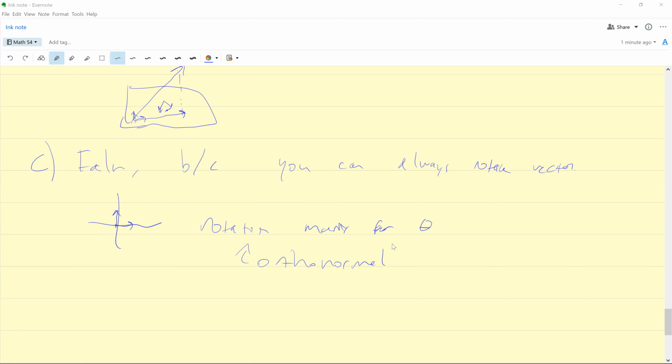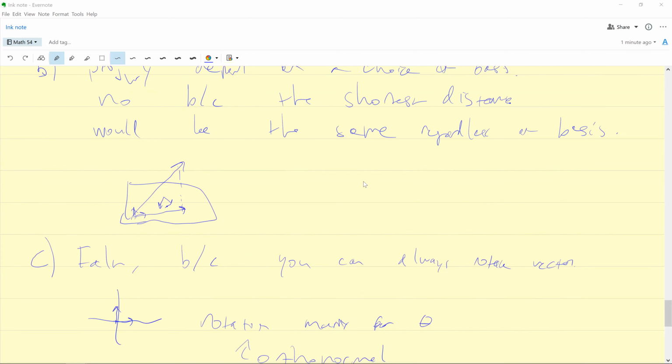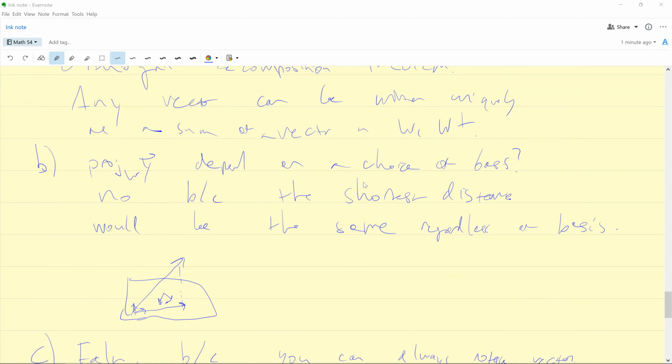Oh, can I clarify on B? Yeah. So the idea is that the projection is some vector that's the projection onto the subspace W. And no matter what basis you write that projection in, it will still look the same. It might just have different numbers because you wrote a different basis, but the line is still the same line.